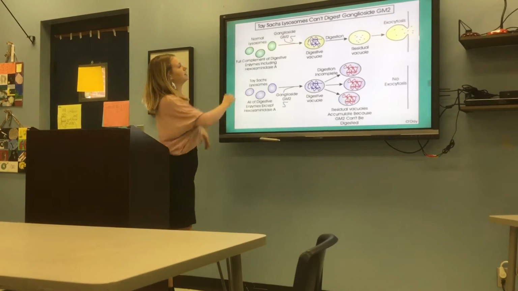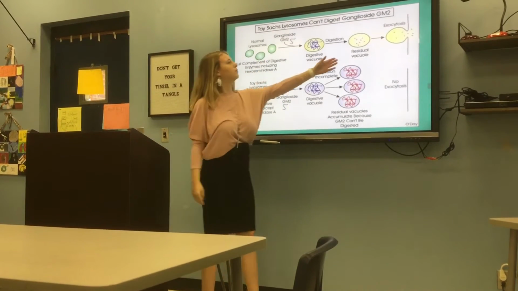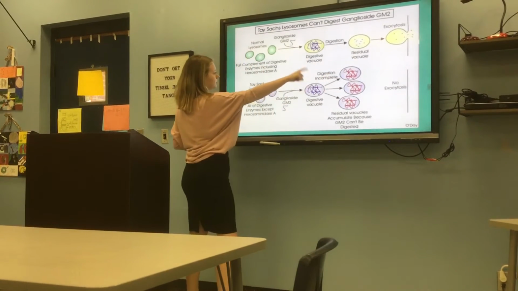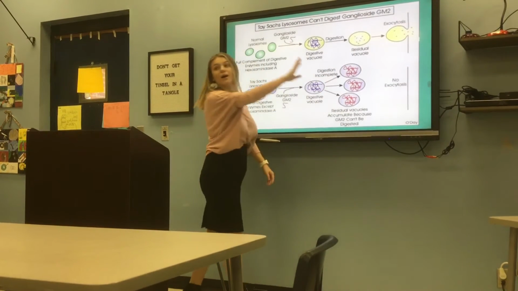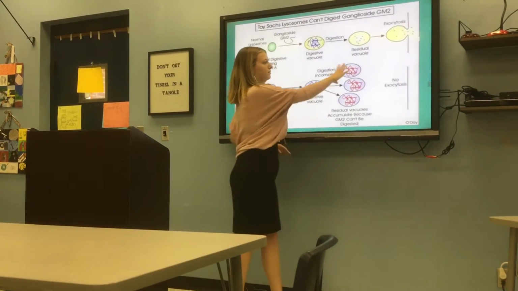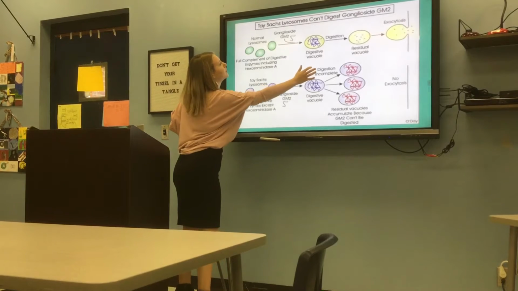And this is an example of normal lysosomes. They have hardly anything in their residual vacuole. And then in Tay-Sachs, they have a lot. So when they carry out exocytosis, they can't because of how much is built up in it.